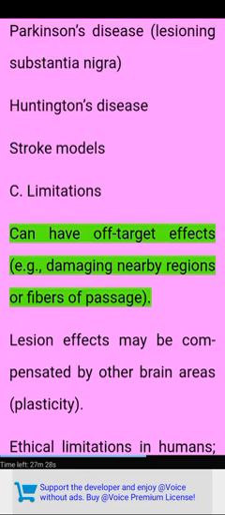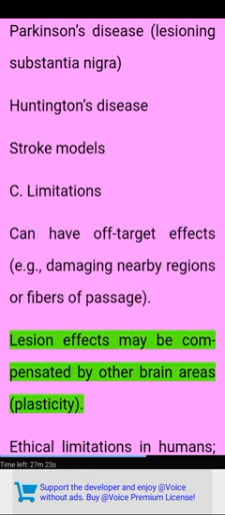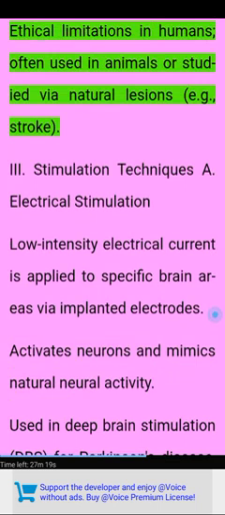C. Limitations. Can have off-target effects, e.g., damaging nearby regions or fibers of passage. Lesion effects may be compensated by other brain areas' plasticity. Ethical limitations in humans, so lesions are often used in animals or studied via natural lesions, e.g., stroke.